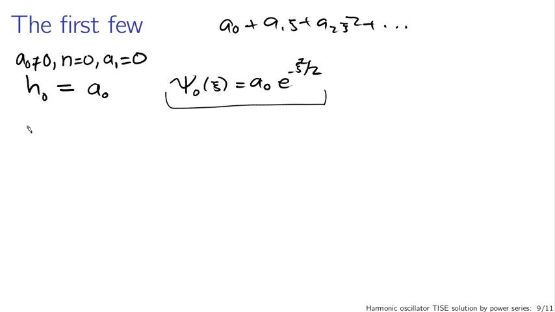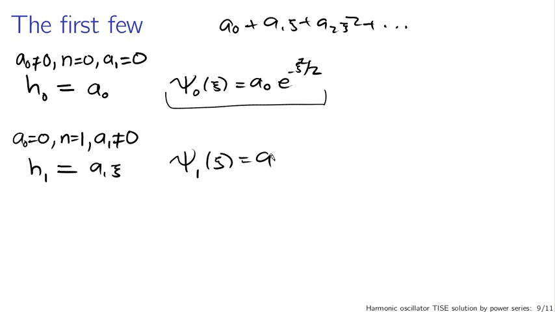If I want to know what the second solution is, this one is going to terminate at a1. So I'm going to have a0 equal to 0, because I don't want any even powers in my solution. I'm going to use n equals 1 for my highest power, and I'm going to have a1 not equal to 0, or I won't have a solution at all. h1, then, is just going to be a1 xi, and that gives me a wave function, psi1 of xi, equal to a1 xi e to the minus xi squared over 2. That's my first excited state, the second energy level in the quantum harmonic oscillator.